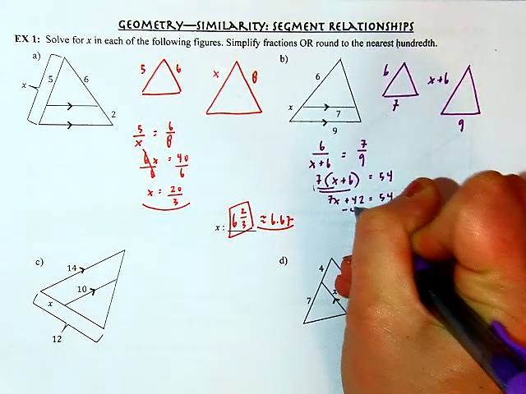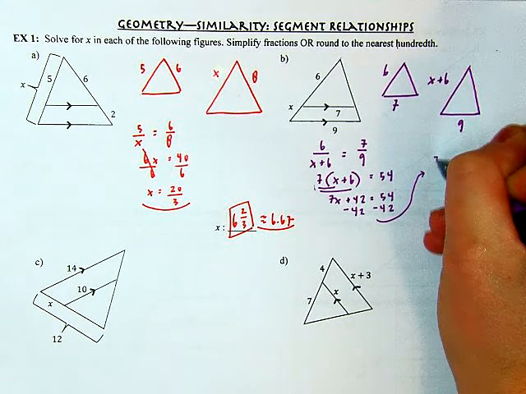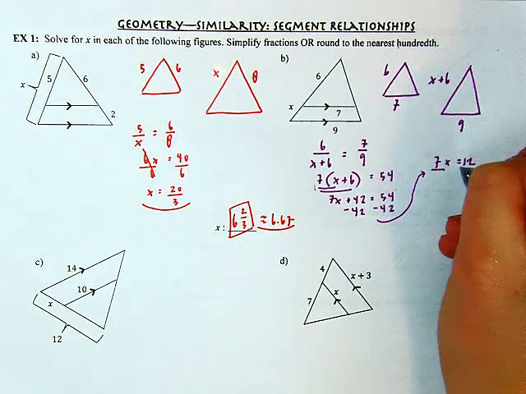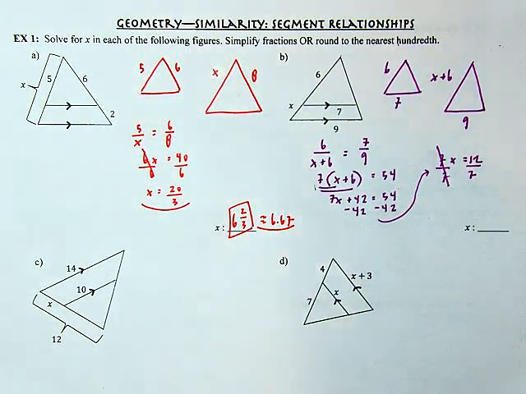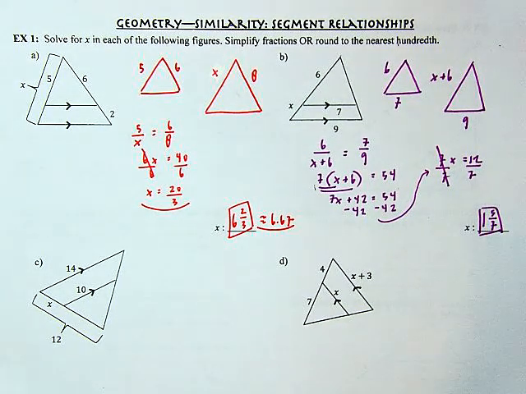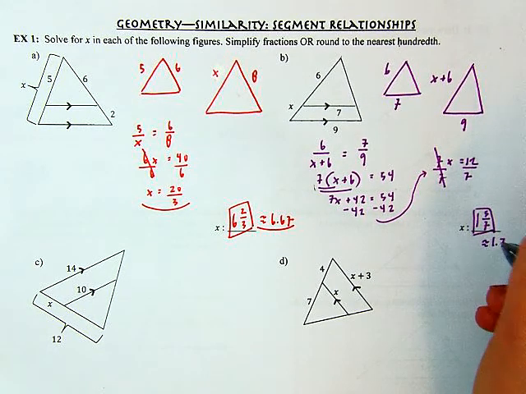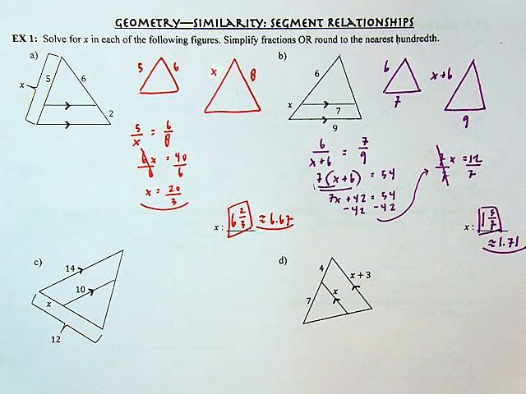And then take away the 42 from each side. So 7x equals 12. And divide by 7. So x would be 1 5/7. I will take it like that. As a decimal, that would be 1.71 approximately. I will take it like that also, no problem. So simplify your fraction or leave it as a decimal to 2 spots.